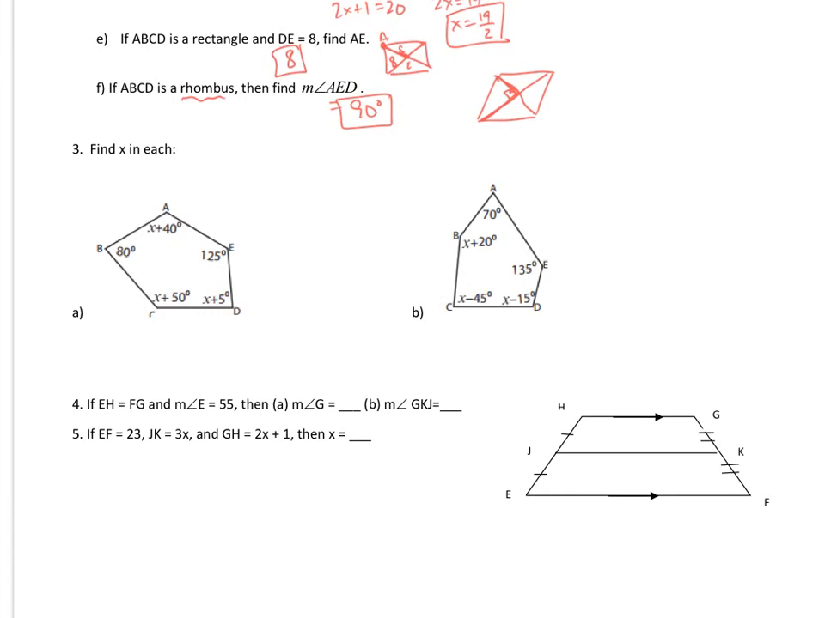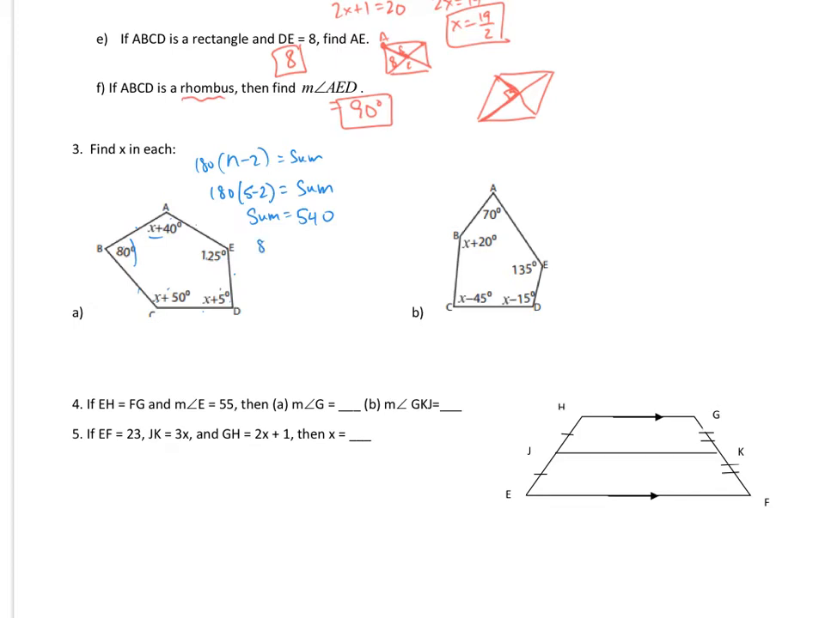We have to find x in each of these. Okay, in this first one, we know that the sum of all these angles in a polygon is n minus 2 times 180. That's the sum of all the interior angles. In this case, we've got 1, 2, 3, 4, 5 sides. So 180 times 5 minus 2 equals my sum of all those interior angles. So that's going to be 3 times 180, which will give me 540 as my sum. So that means every single one of these added up comes out to be 540.